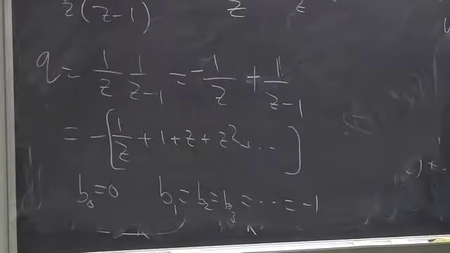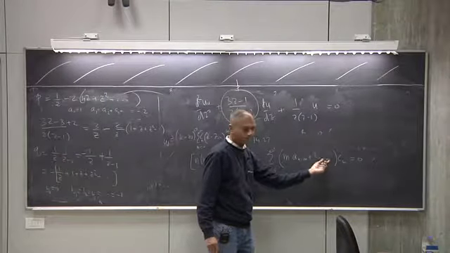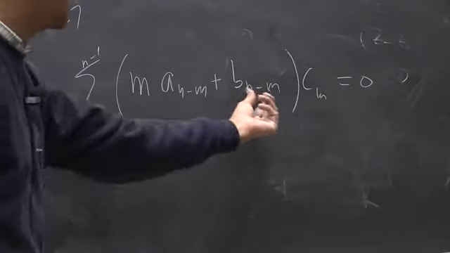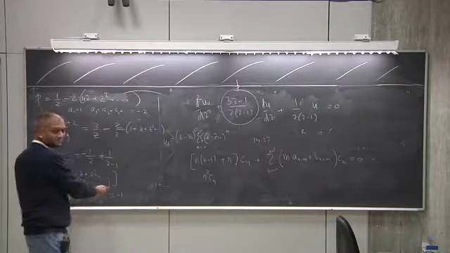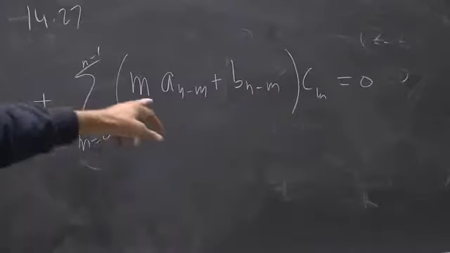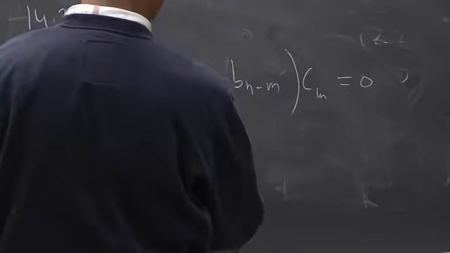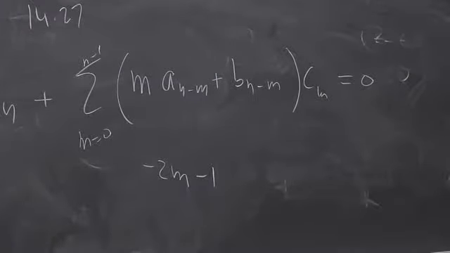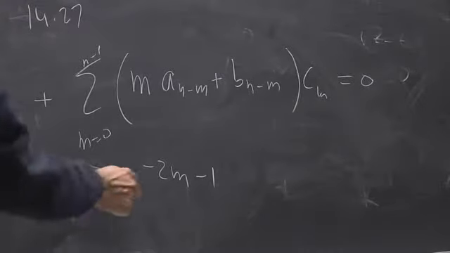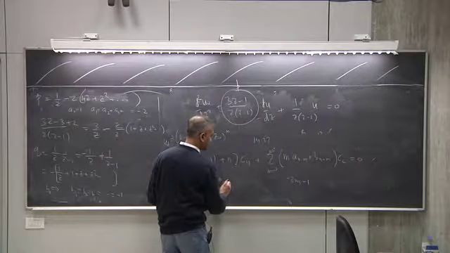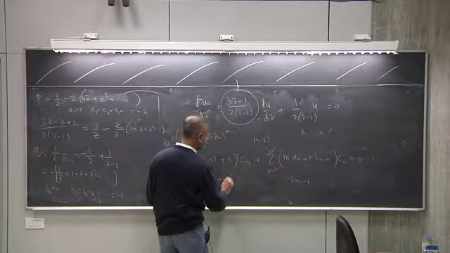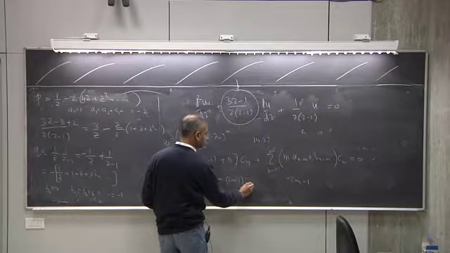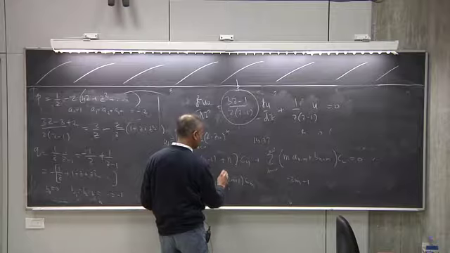Now, in this sum, this will never be 0, because m goes from 0 to n minus 1. So n minus m will never be 0, right? So this can only be of this type or this type, so this will always be minus 2. So this is always going to be minus 2m plus b0, which is minus 1. Okay, that's the expression. So n squared c_n, I can take minus outside, so plus, minus 2m plus 1 times c_m, sum m equal to 0 to n minus 1.